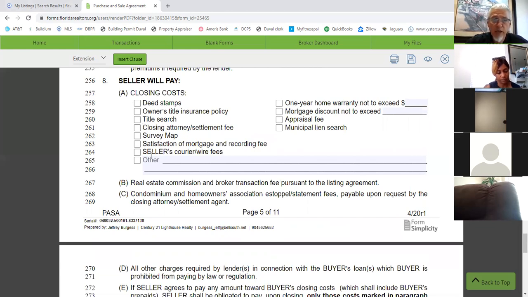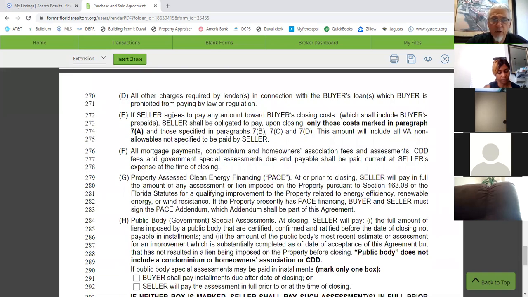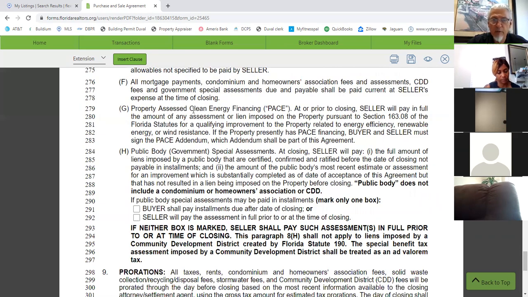Okay, so seller will pay real estate commission and estoppel, and all other charges required by the lender that the buyer can't pay. If seller agrees to pay towards buyer's closing costs, we covered that. All mortgage payments, condominium, homeowners association assessments, CDD, and government assessed fees due and payable shall be paid at the seller's expense at the time of closing.